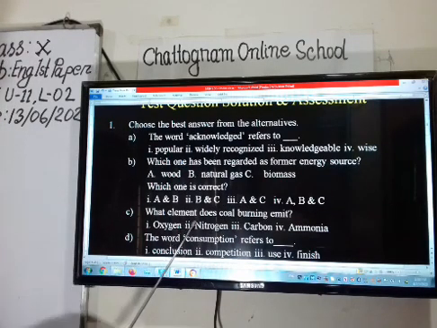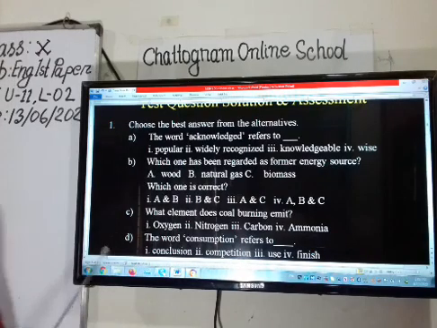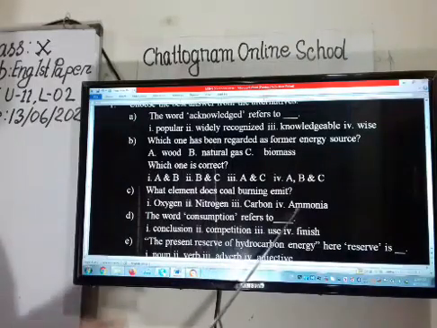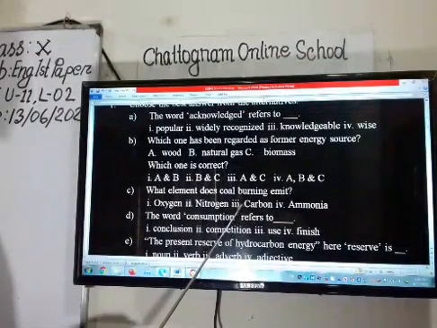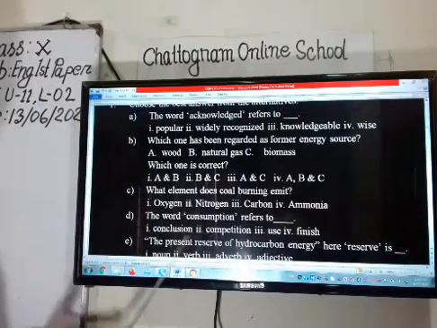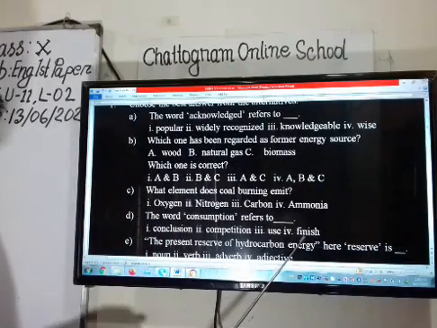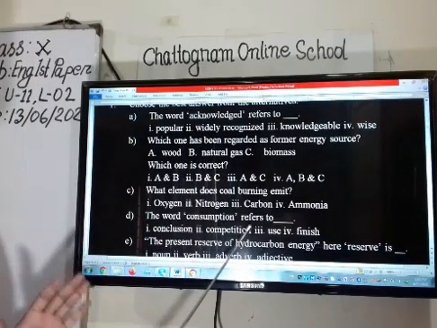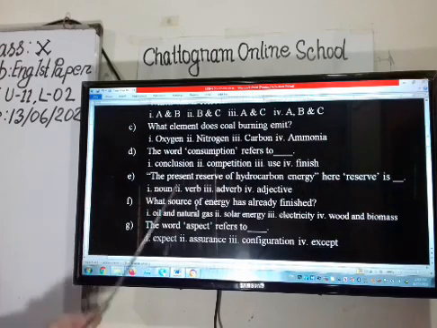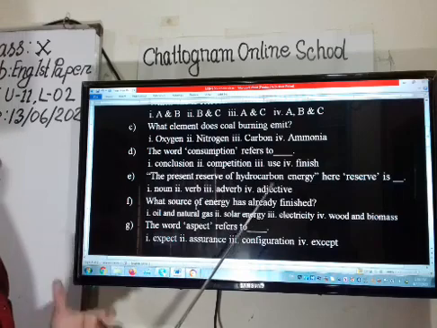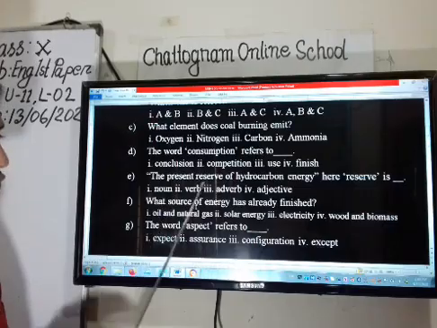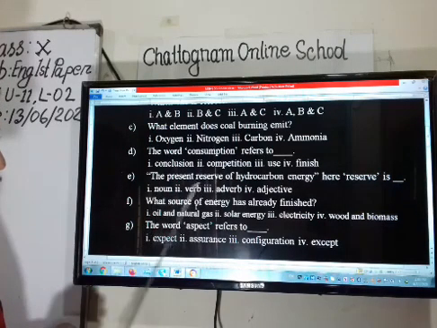Next, what element does coal burning emit here? Oxygen, nitrogen, carbon, or ammonia? The answer is 3, carbon. Okay, D. The word consumption refers to conclusion, competition, use or finish. Already you know. Yes, use. Next, number E, the present reserve of the hydrocarbon energy. Here reserve is an adjective, no, reserve is a noun. So here it will be noun.